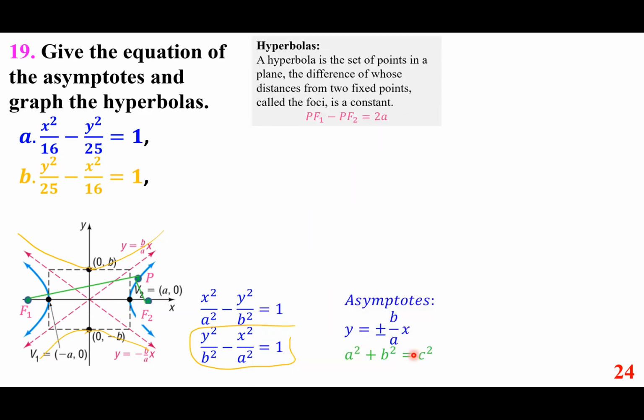And here's the definition. A hyperbola is a set of points in a plane, the difference of whose distances from two fixed points called the foci is a constant. Now, if you pick any point and connect it to the two foci, focus 1 and focus 2, their difference is constant, which is 2a. One easy way: if you pick this point and look at this distance minus this distance, that gives you 2a.